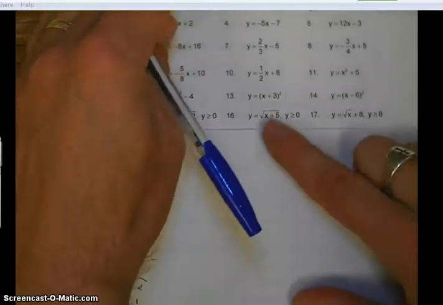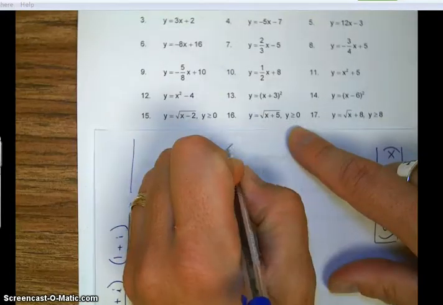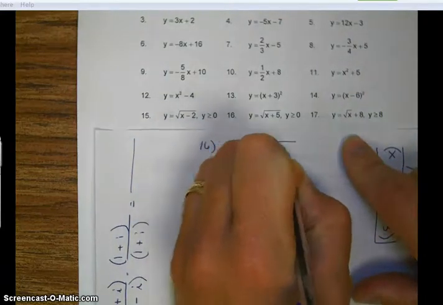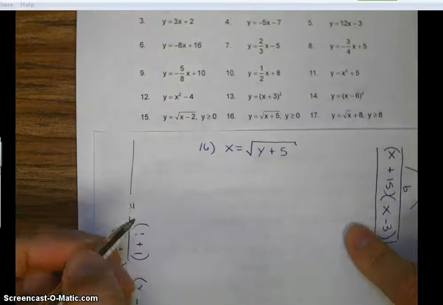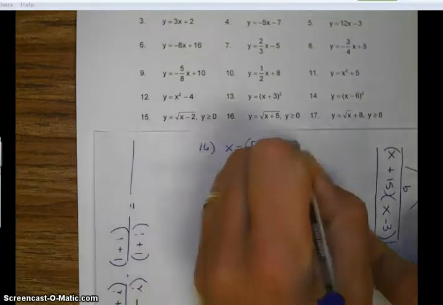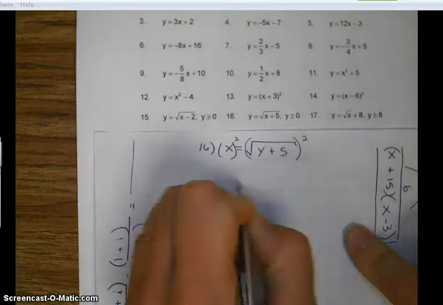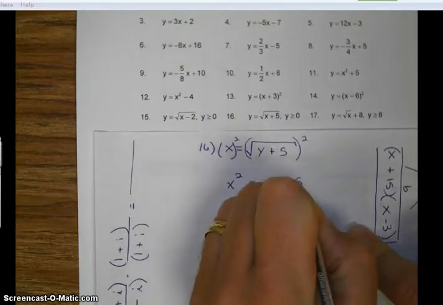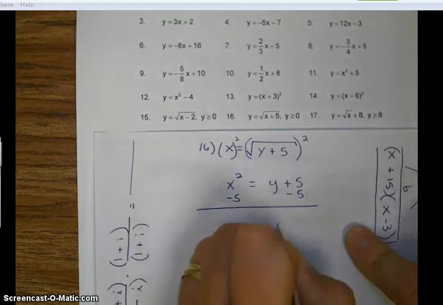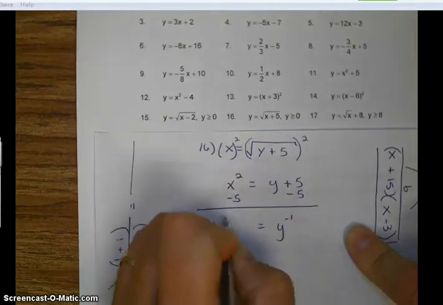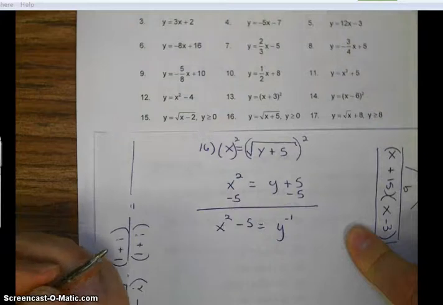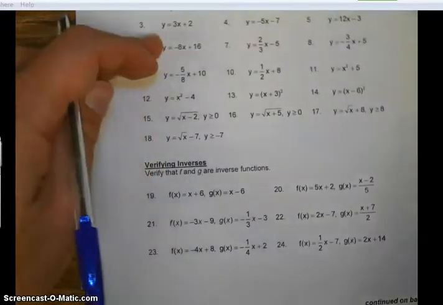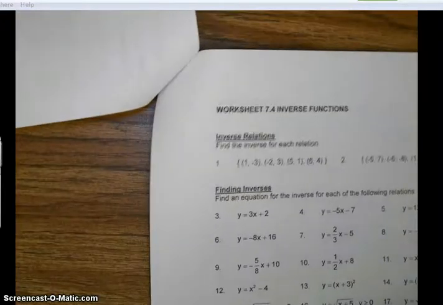But for example, on number 16, switch the x and the y. Okay, and then don't forget, we solve for y. So we undo square root with square. Then we subtract the 5. So our inverse function is going to be x squared minus 5. There's your inverse.